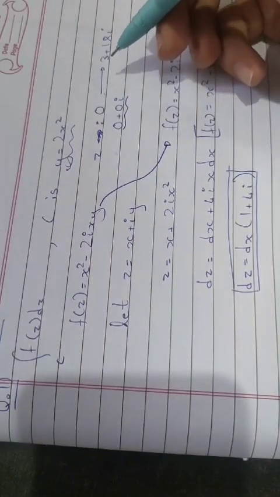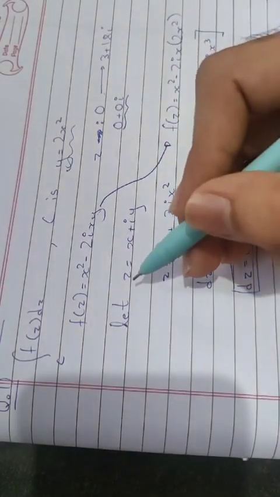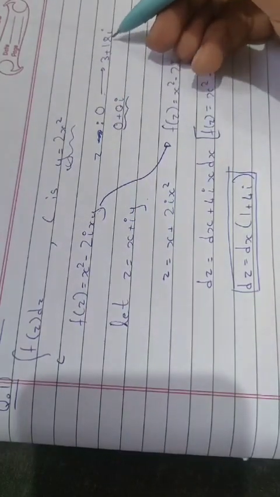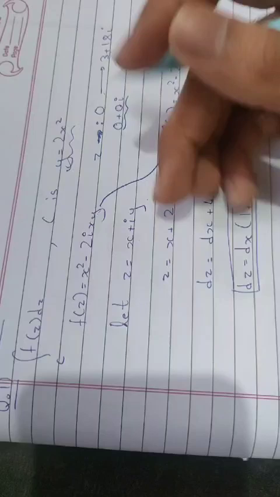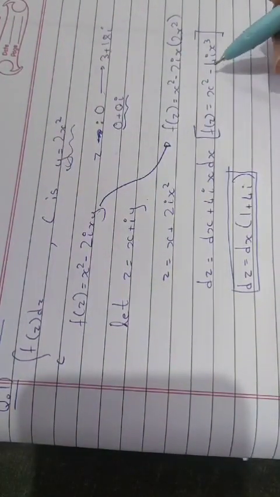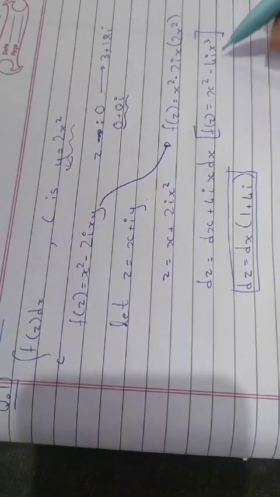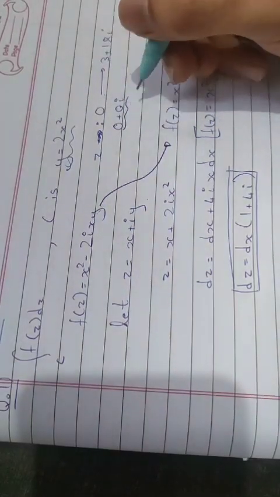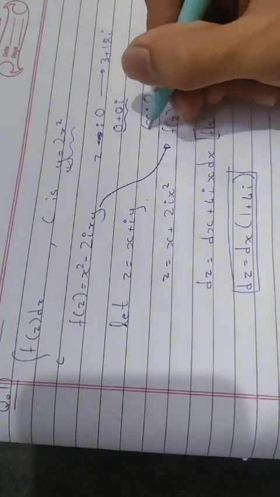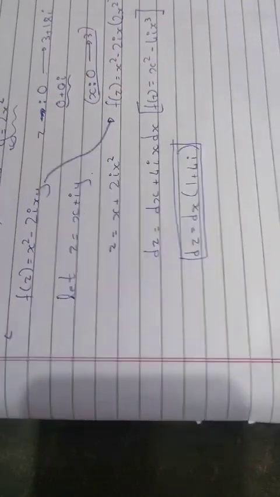And similarly, for the limits also, we need only the x term. We took z as x plus iy. See, x plus iy. But we only need the x part now, because we converted the function into x, no? You don't see any y here. So if we had the y also, we couldn't substitute it anywhere. So our new limits for x become from 0 to 3.